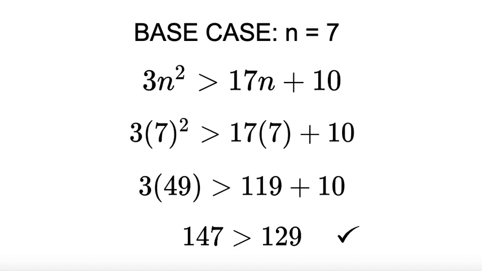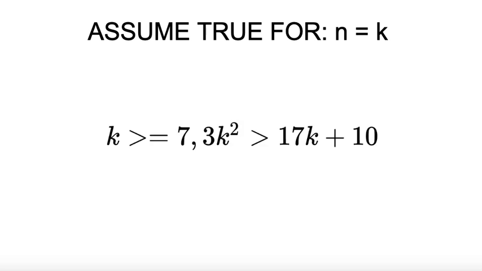So that works. So we're able to go on to the next step. We assume true for n equals k. We have k is greater than or equal to 7, and the inequality 3k squared is greater than 17k plus 10. And if you notice, we just replace each n with the k.